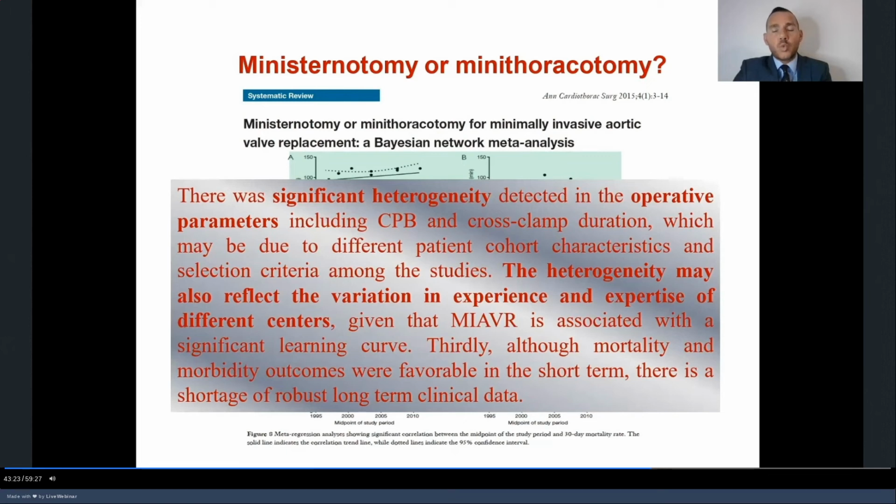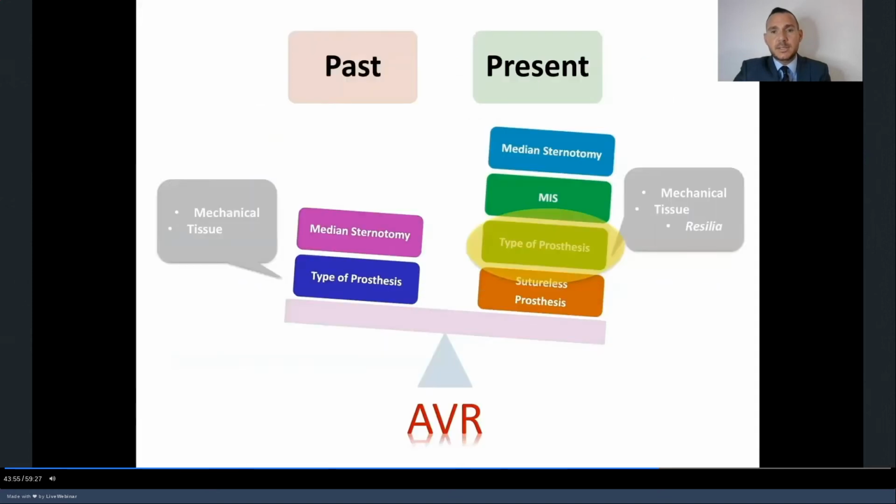There are always limitations in any systematic review. In this specific one, I think the significant heterogeneity detected in the operative parameters, including cross-clamp time and bypass time, is definitely a limitation, and might be due to different patient cohort characteristics and selection criteria amongst the studies. However, it might also reflect the variation in experience and expertise of different centers.